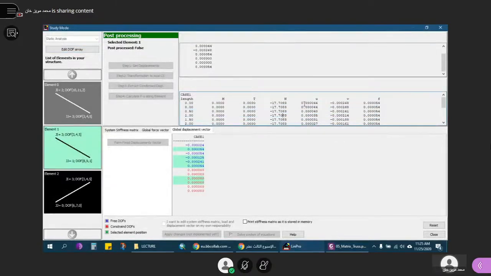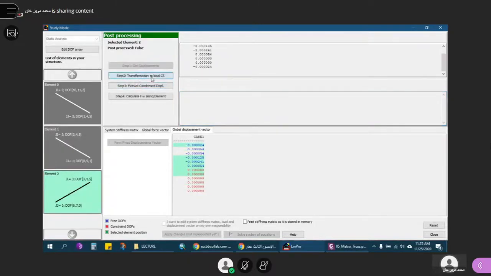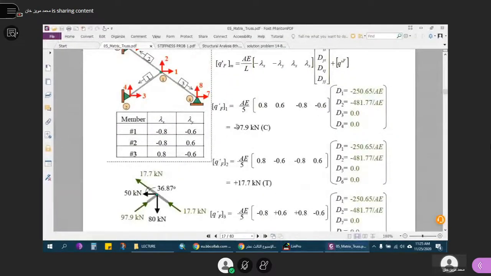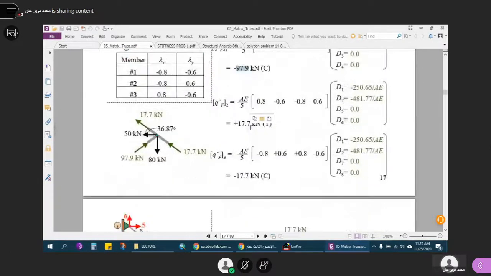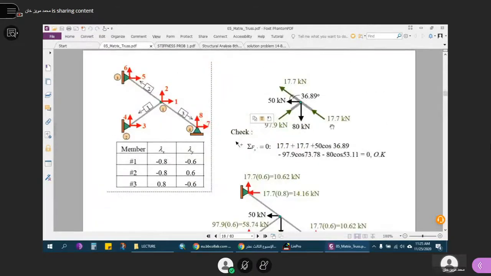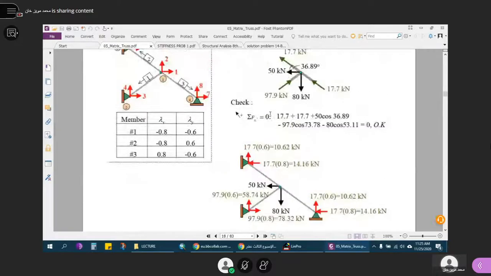Alright, and you can find out the displacement in x, y, and the rotations of each one. Similarly, find out for element 2, get displacements, and you find 97.91. You got 97.91 for the force in member 1. So this is how you got the force in all the members. Alright, next, he asked us to find the reactions at the supports.